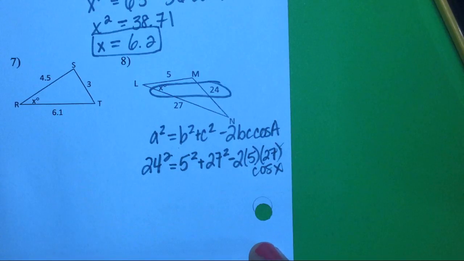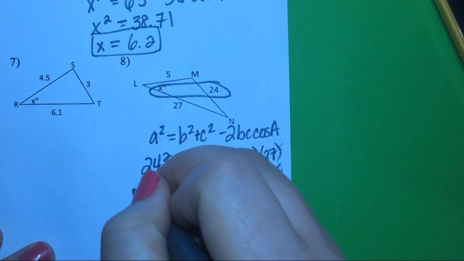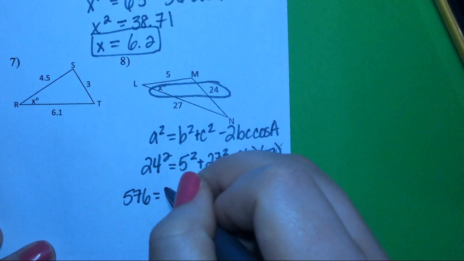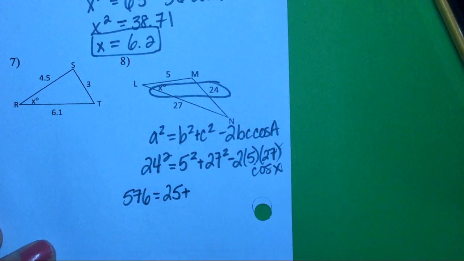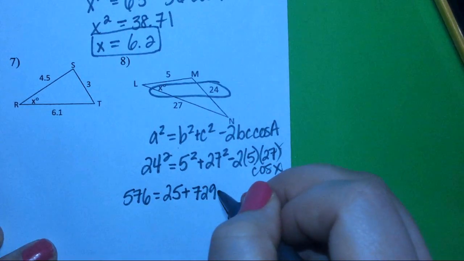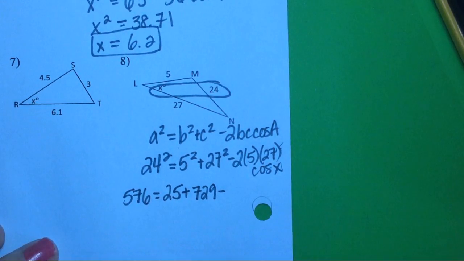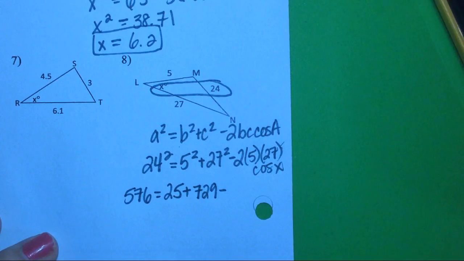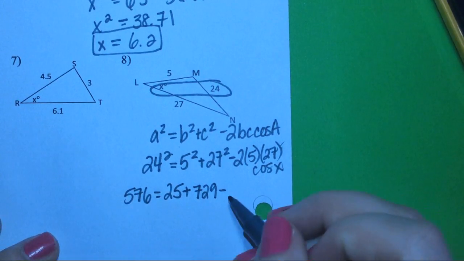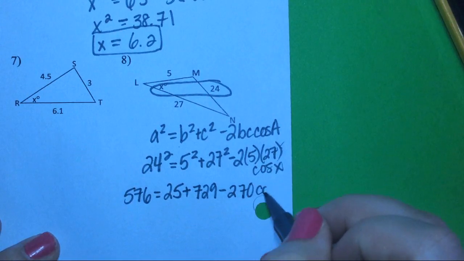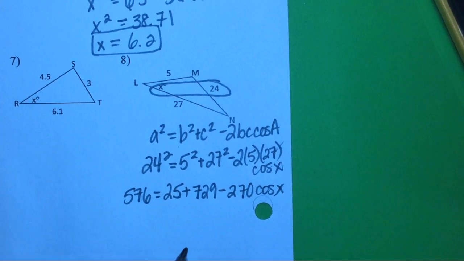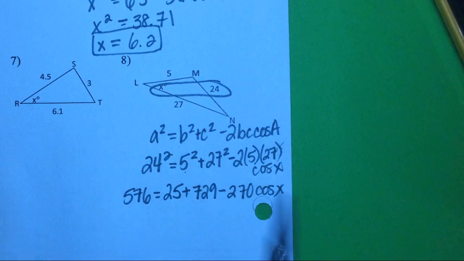Okay, there's no magic wand where Sydney can type the whole line in her calculator and get the answer. Sydney knows how math class works. She's got to solve for x. So what's 24 squared? 576. I know 5 squared is 25. What's 27 squared? 729. I need to know 2 times 5 times 27. 270. So I evaluated the 3 squares, and I did 2 times 5 times 27 to get 270.